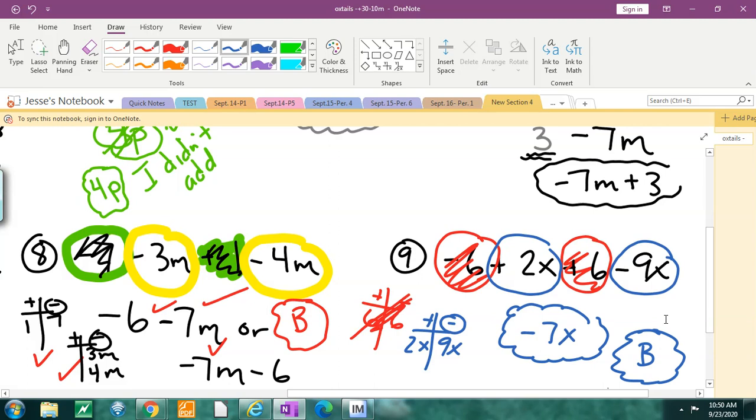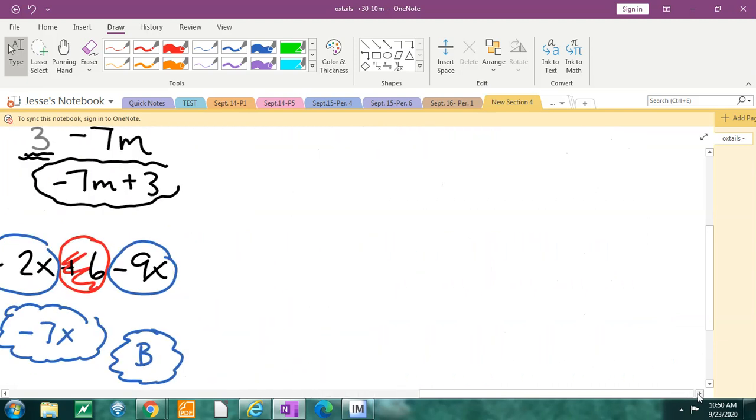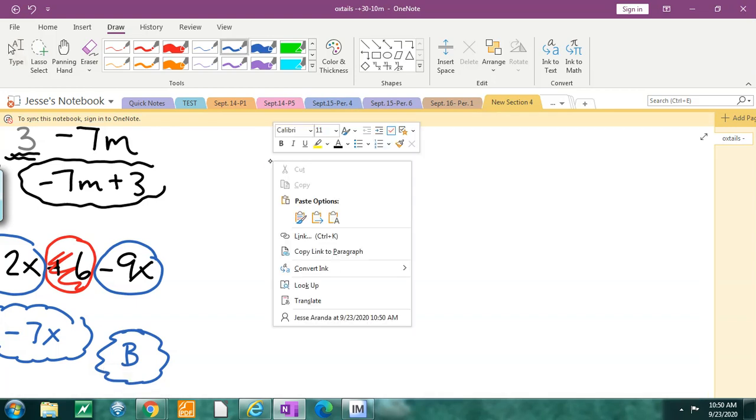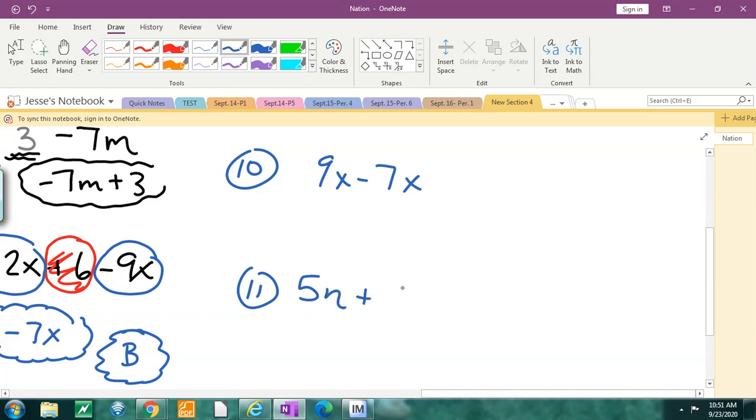Let's go ahead and do the next one. Move out, 8 and 9. Get out. All right, let's go ahead and do 9 and 10. Oh wait, was that 8 and 9? Yeah. Let's do 10. 9x minus 7x. 11. And 12.